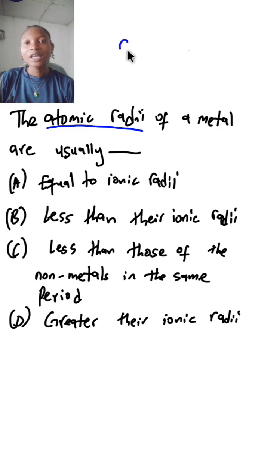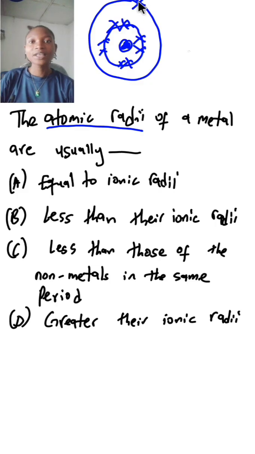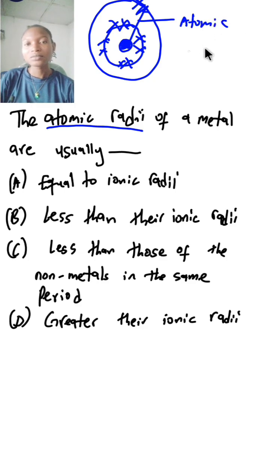Now, let's say this is a nucleus. Let's just assume that we have electrons here. You can see the way I'm filling the electrons: you fill singly before pairing takes place. So this is simply like a sodium metal. Now, the distance from the nucleus to the outermost electron, that's what we refer to as atomic radius.